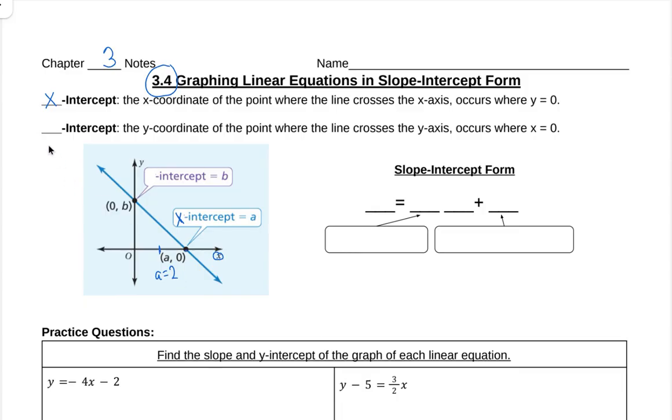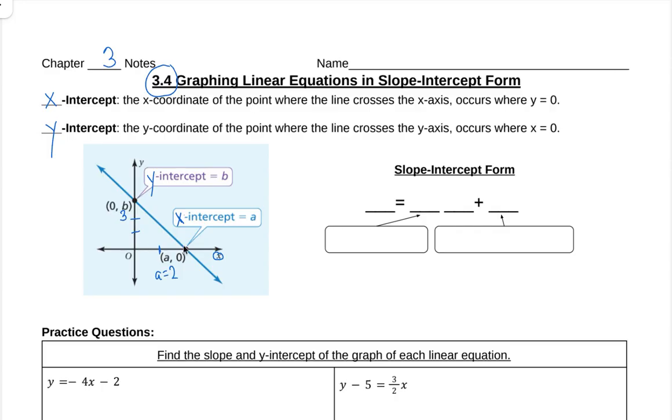All right, so the y-intercept is the y-coordinate of the point where the line crosses the y-axis. Occurs when x is 0. Okay, so anytime we're on the y-axis, the coordinate point for the x is 0, and then this b is just a holding spot to say that the y-intercept equals b. All right, and so in our example, let's say that b was 3. So we would say the y-intercept is 3, just to put some numbers to it.